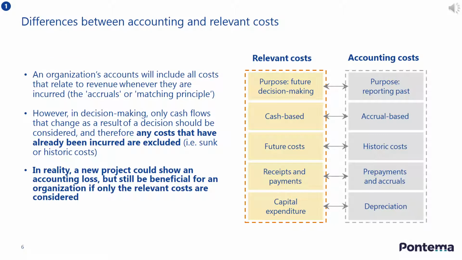Take a moment to consider the differences between accounting costs and relevant costs. Accounting costs are historical, and will include all costs that relate to revenue and will account for depreciation. By contrast, relevant costs are future-looking and only focus on costs that change cash flows because of a decision. Any historical costs already incurred are excluded. This means that a new project could show an accounting loss, but still be beneficial for an organization if only the relevant costs are considered.